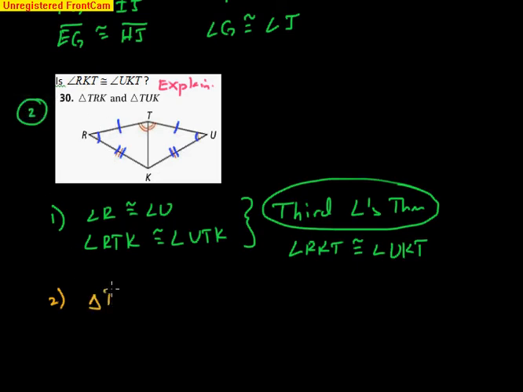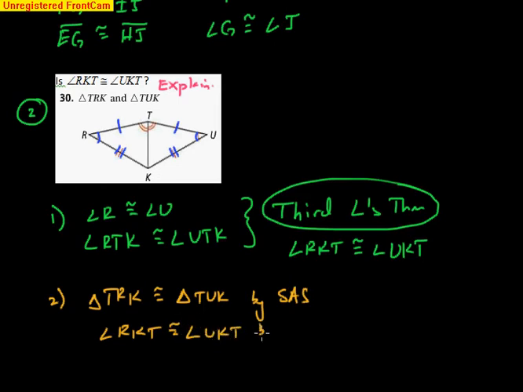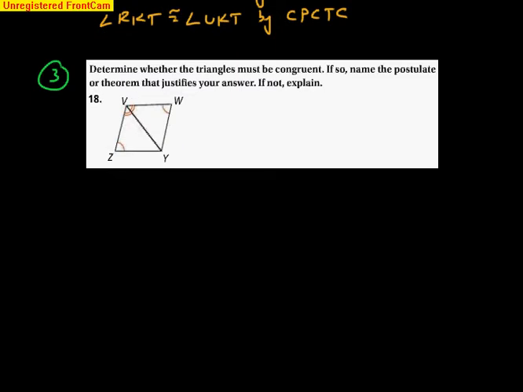So triangle TRK is congruent to triangle TUK by side, angle, side. Therefore, the corresponding parts of the congruent triangles are congruent. Angle RKT is congruent to angle UKT by CPCTC. Either way you want to do it, I don't care. It's your preference.